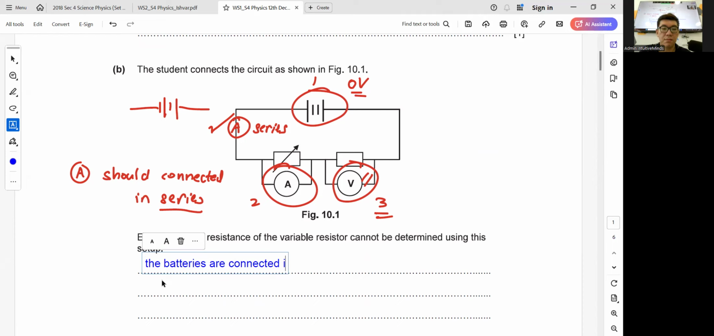Connected wrongly. Terminals are facing each other. So there is no current flow.